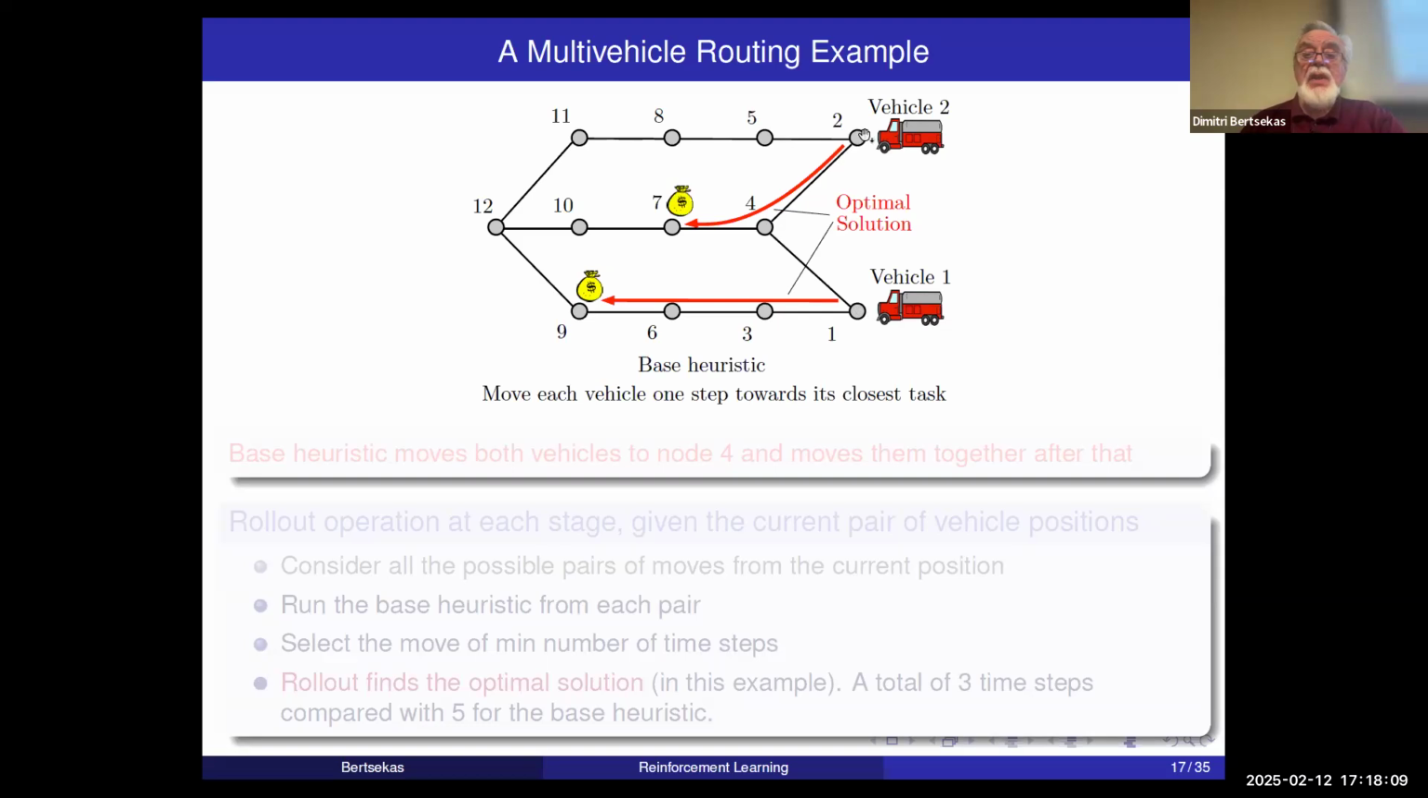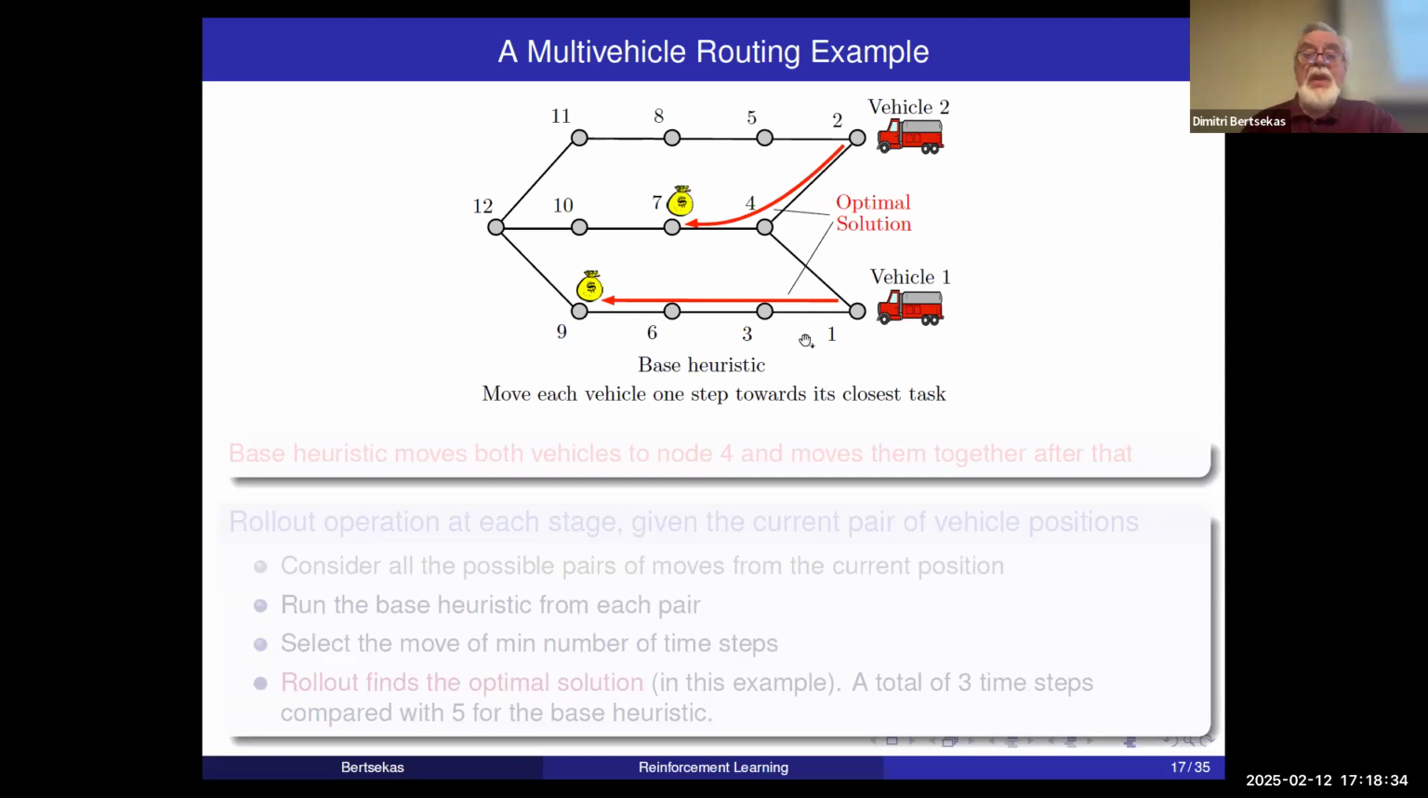So starting from this position here, there are 4 possibilities. This vehicle moves here, and this vehicle moves here. It's a second possibility: this one moves here, and this one moves here. The third possibility, this one moves here, and this one moves here. It's 4 possibilities.